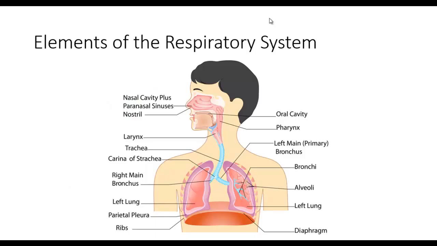We're not going to be going over all of these elements. There are certain ones that we want to focus on, but I did want to give you an overall picture of what this respiratory system looks like, from the nasal cavity to the diaphragm, to the lungs, the larynx, the trachea, and so on and so forth.